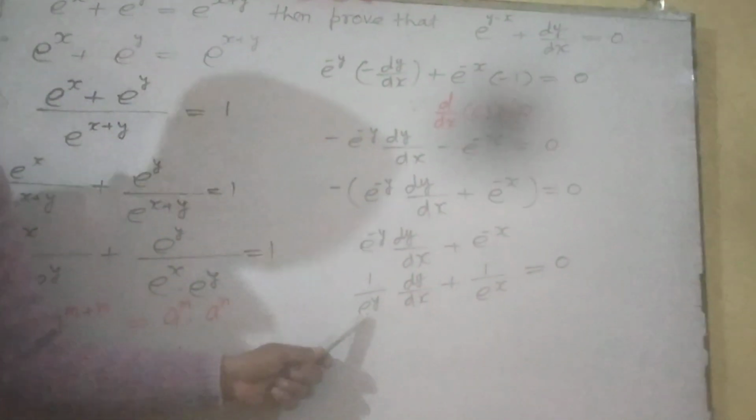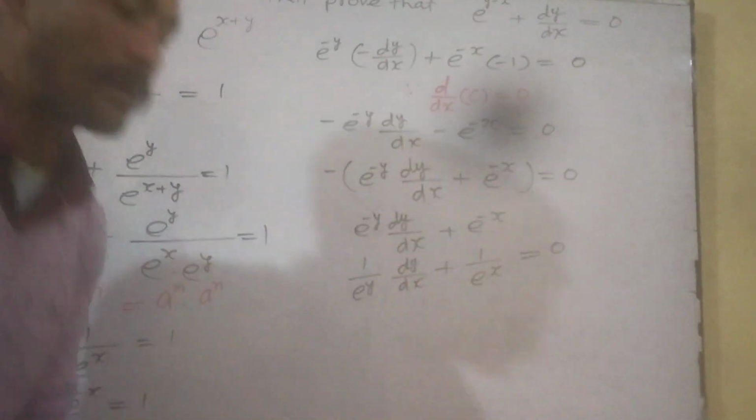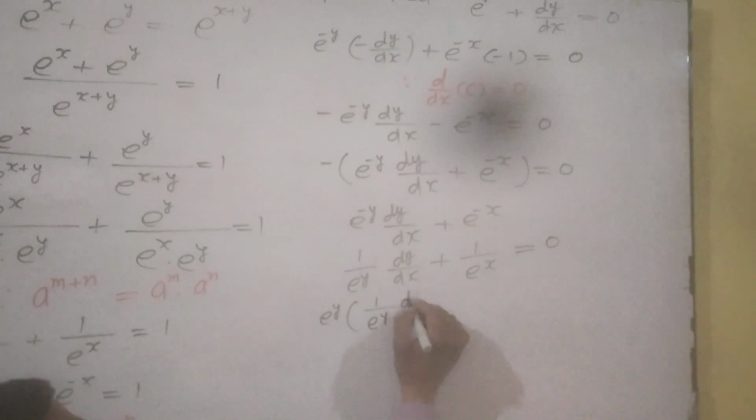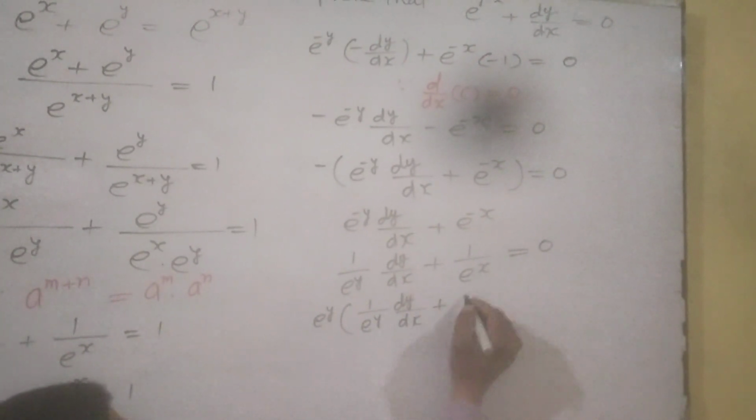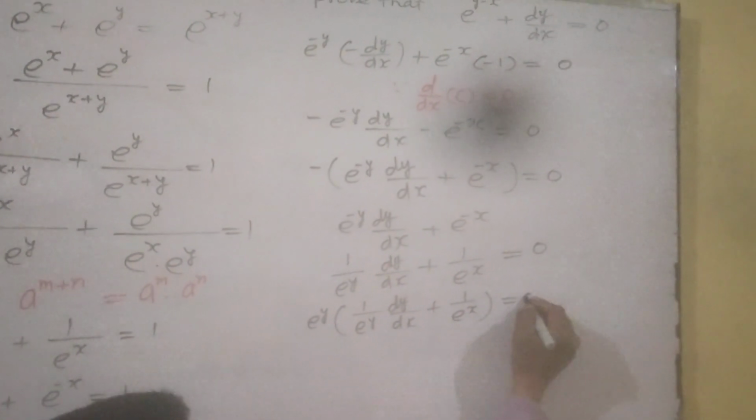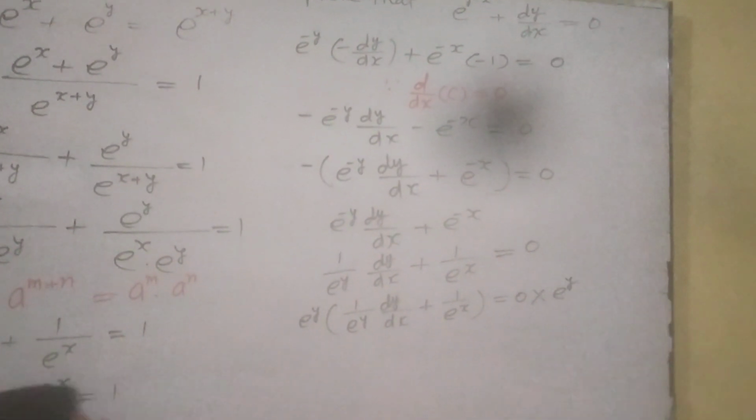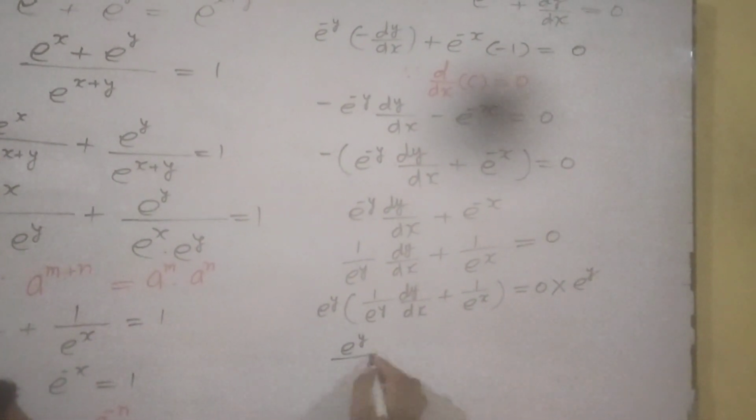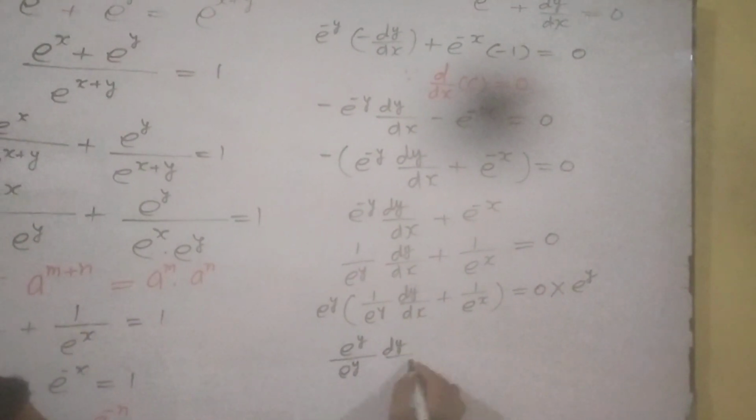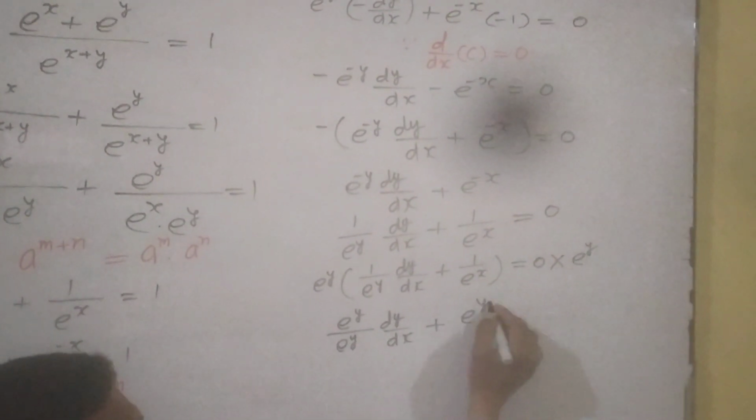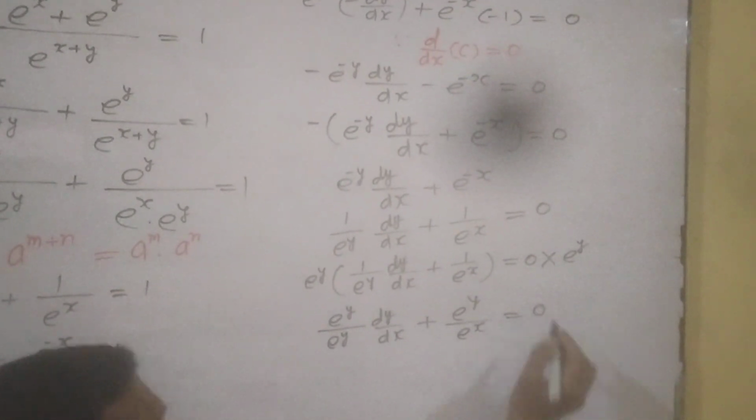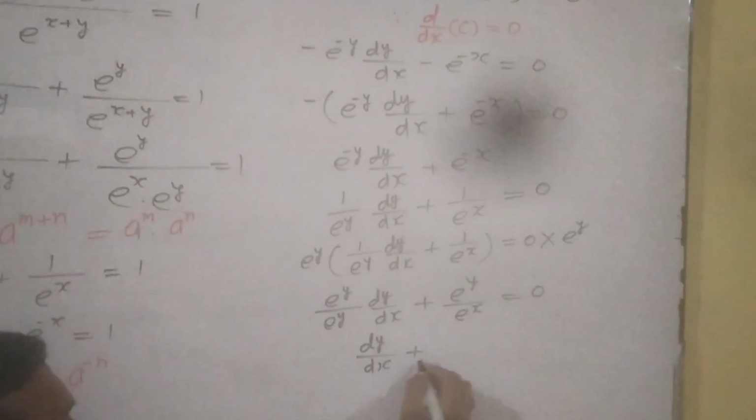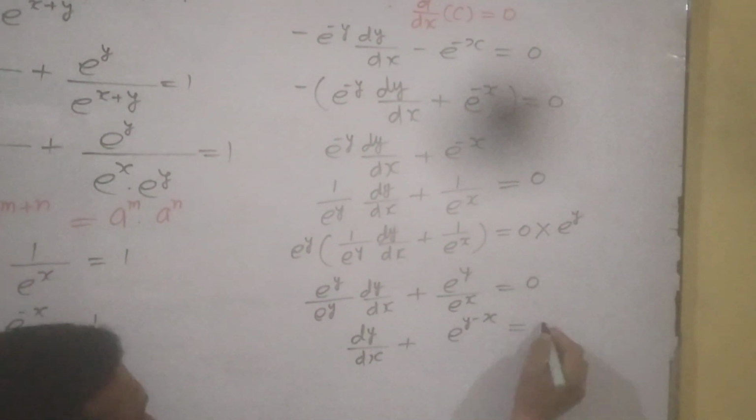We need dy upon dx, so here we don't want e to the power y, so multiply by e to the power y on both sides: 1 upon e to the power y dy upon dx plus 1 upon e to the power x into 0 into e to the power y. Here I multiplied e to the power y inside: e to the power y upon e to the power y dy upon dx plus e to the power y upon e to the power x equals 0. e to the power y and e to the power y cancel out. dy upon dx plus e to the power y minus x equals 0.